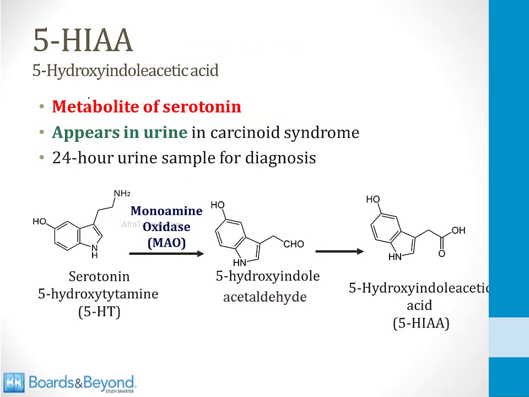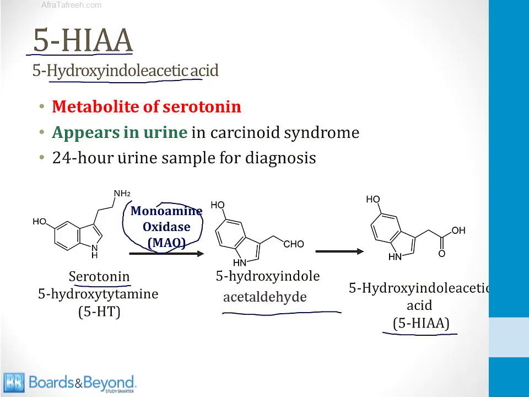You might think that you could measure the serum level of serotonin to make a diagnosis of carcinoid syndrome, but unfortunately serum levels of serotonin are not reliable and are not useful for the diagnosis. Instead, what you need to do is measure a metabolite of serotonin called 5-HIAA. 5-HIAA is 5-hydroxyindole acetic acid, and it is derived from serotonin when serotonin is broken down. There's an enzyme called monoamine oxidase which breaks down serotonin into an intermediate, which is then converted into 5-HIAA. And this will appear in the urine in patients who have the carcinoid syndrome.